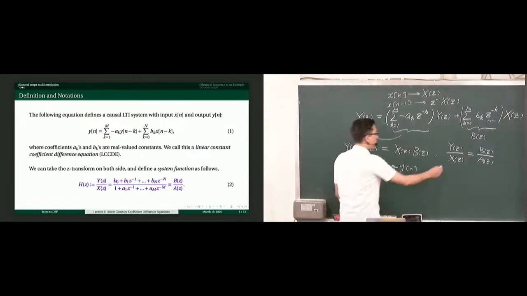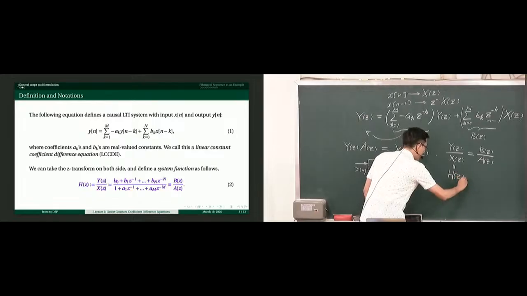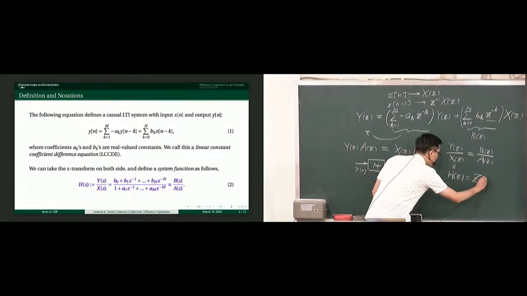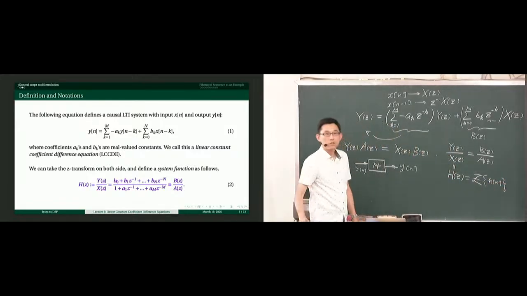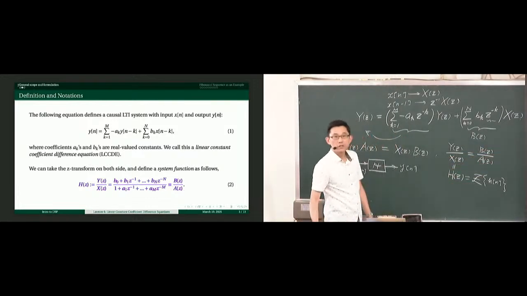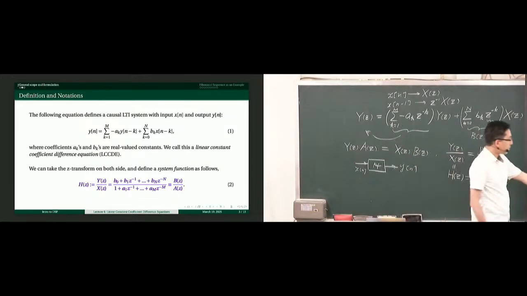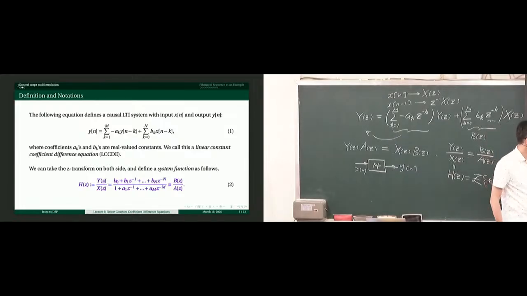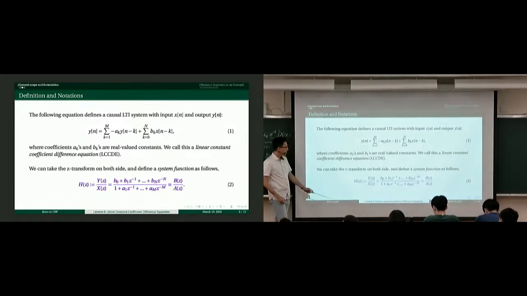Okay, so yz divided by xz is exactly the z transform of the impulse response, which is denoted as big H. Because we're talking about this, obviously this is a linear and time invariant system. So far, yeah, that's how this chain of three equalities is defined.